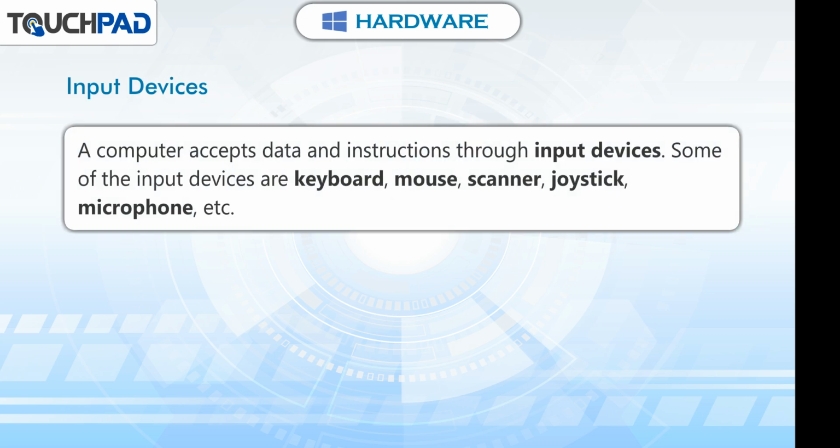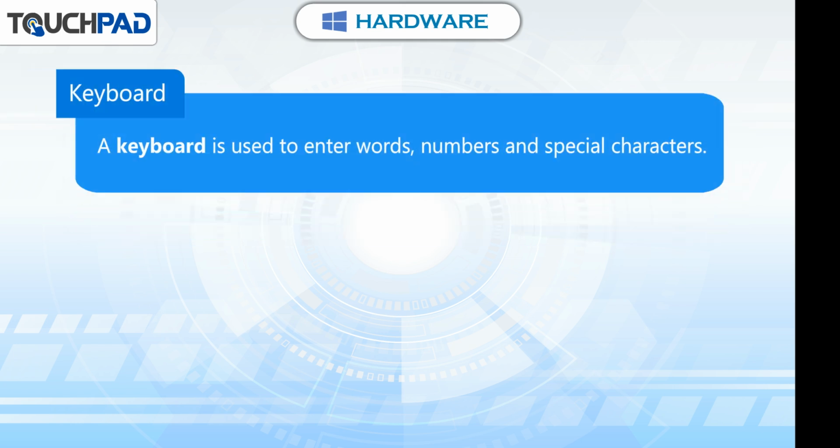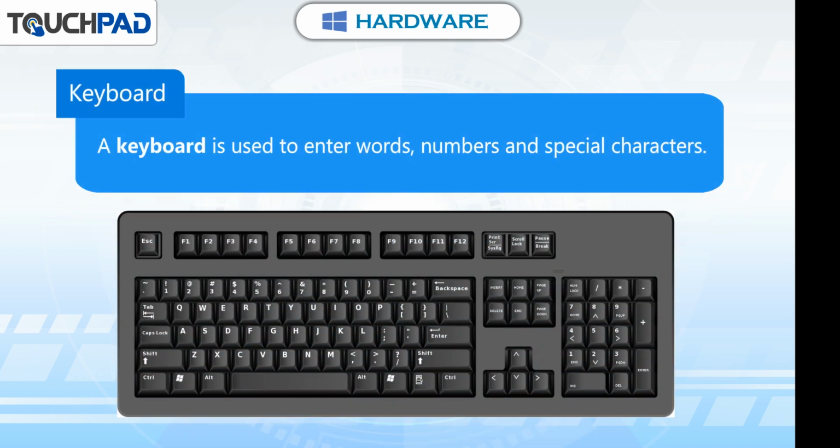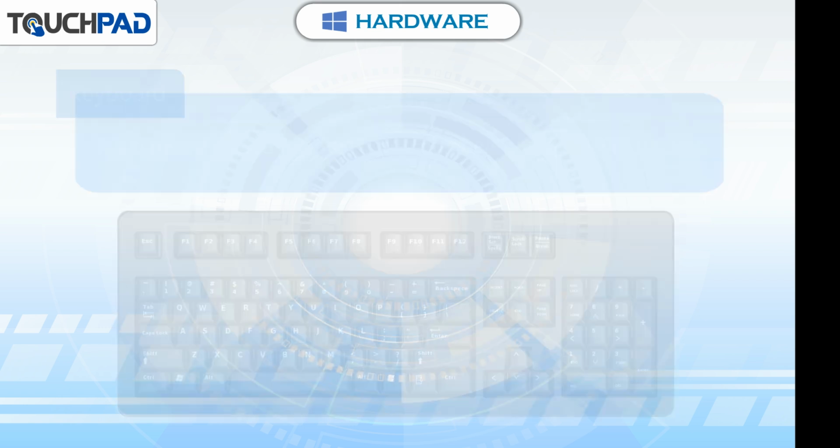Input devices. A computer accepts data and instructions through input devices. Some of the input devices are keyboard, mouse, scanner, joystick, microphone, etc. Keyboard. A keyboard is used to enter words, numbers, and special characters.